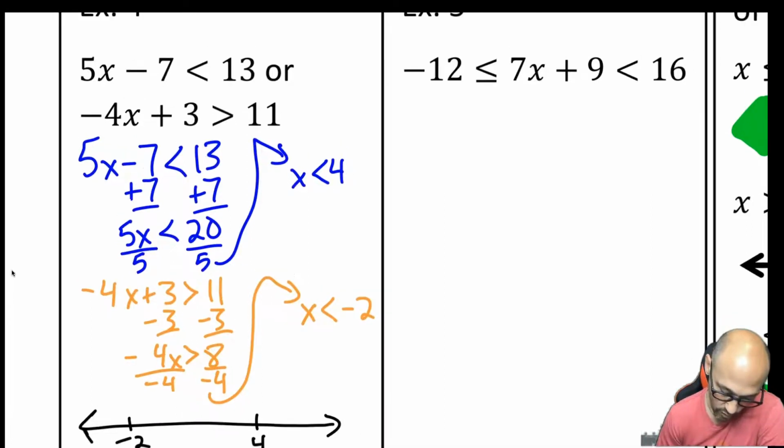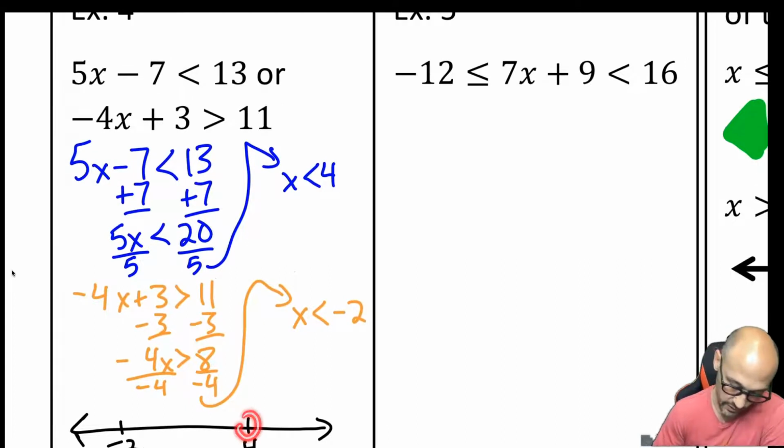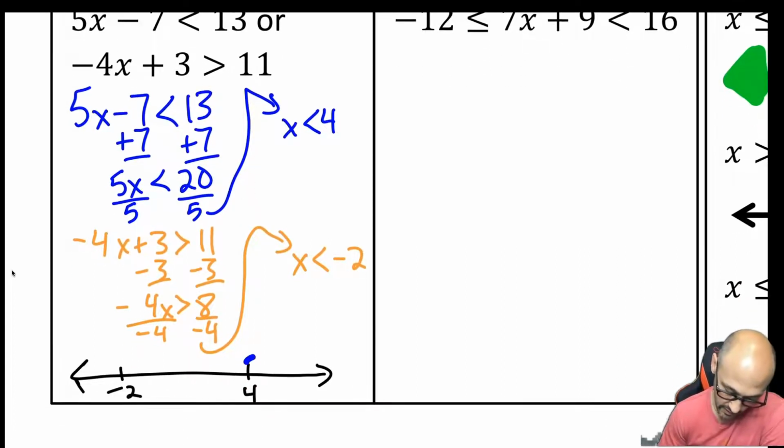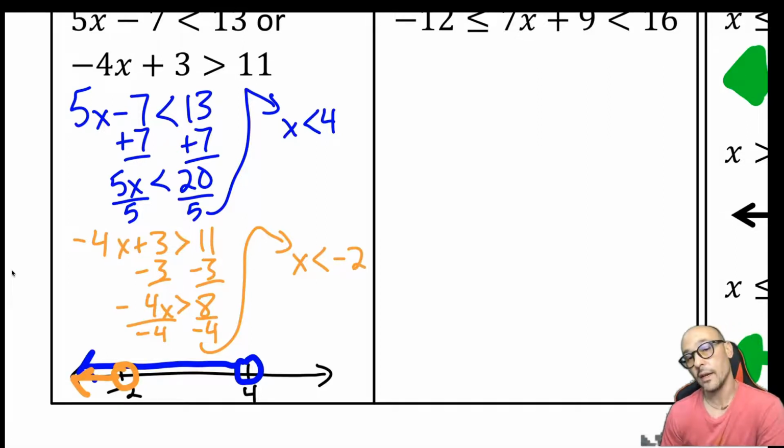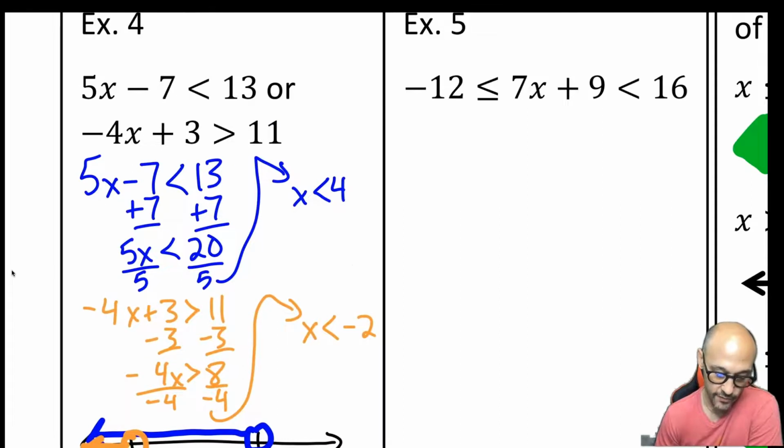x is less than 4 is going to look like this, that way. And x is less than negative 2 is going to look like this, that way. So if either one of those things is true, then the compound is true. So really, if x is less than 4, then it's true. Now often they'll face out this way, but they don't always have to.